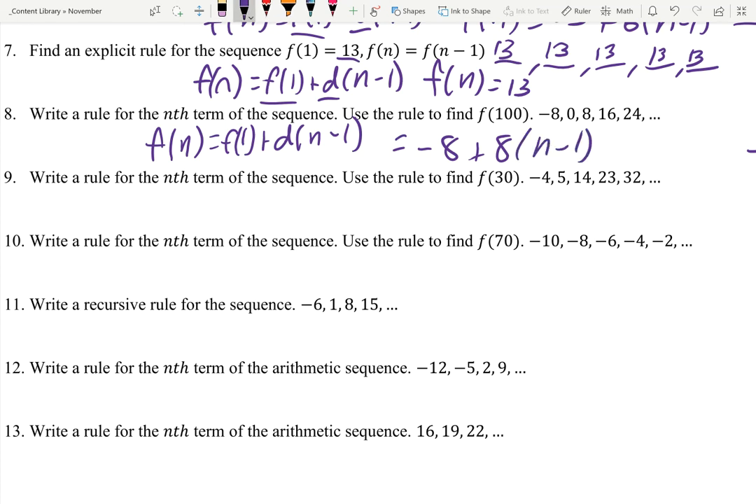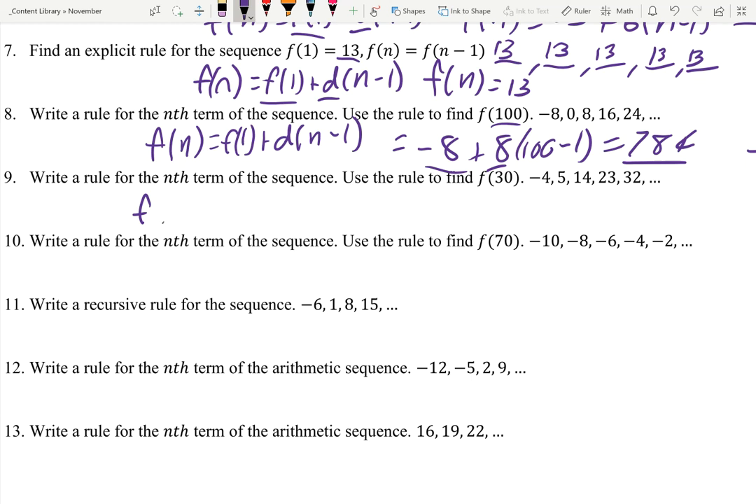So now to solve for the 100th term, we're just going to plug 100 in for our n and evaluate. So that's going to be 8 times 99. 100 minus 1 is obviously 99, so 8 times 99. And then negative 8 plus that. So negative 8 plus 792 is 784. So 784 would be the answer here. So remember, use your formula, plug in the two values that you already know from the sequence, and then plug in, of course, 100.